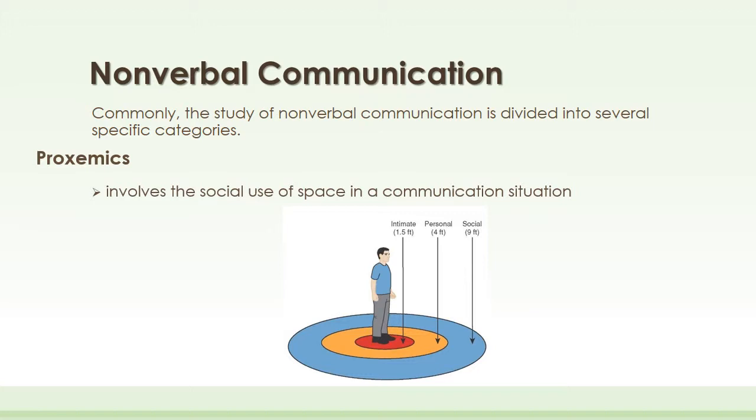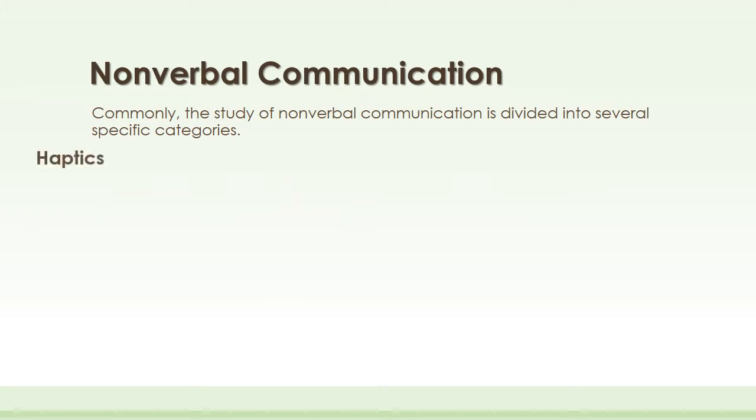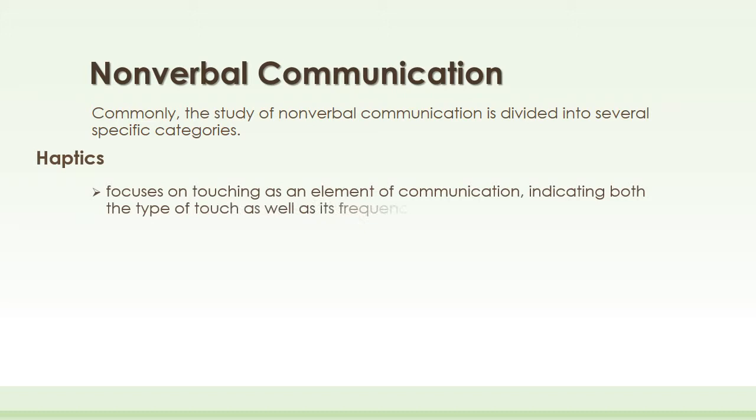Proxemics also deals with the effective use of space in social settings, such as businesses and homes, ranging in the arrangement of space to encourage or inhibit communication. Haptics. This focuses on touching as an element of communication, indicating both the type of touch as well as its frequency and intensity. Like many other elements of nonverbal communication, haptics is very much a function of culture.